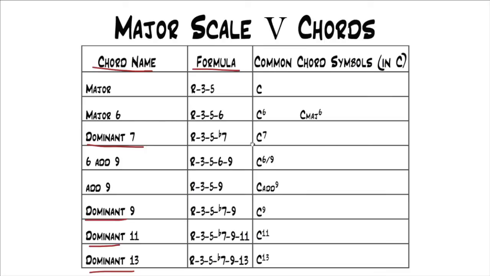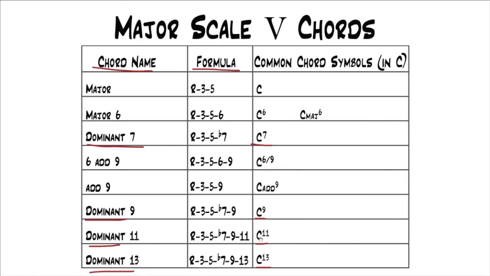And then again, just to be clear, when you're talking about a dominant chord, you would just see the letter name. Right here we're in C, so you'd see a C. And if you're talking about dominant 7, you just see a 7. If you're talking about a dominant 9th, you'd see a C and a 9. A dominant 11, C and an 11. Dominant 13, C and a 13.